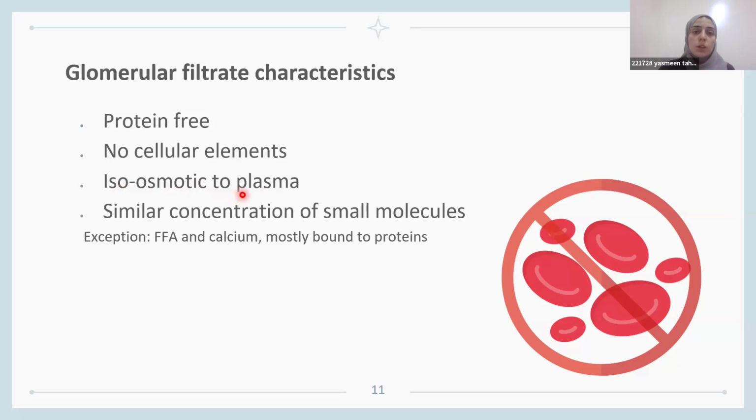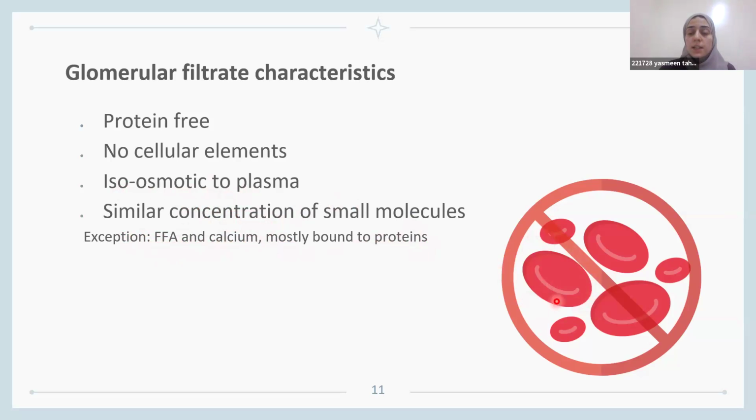And most of the small molecules have similar concentration. Some exceptions are free fatty acids and calcium. And this is because they are mostly bound to proteins. So we mentioned anything bound to proteins is not going to be filtered because proteins aren't filtered in the first place. So anything binding to them, like free fatty acids and calcium, isn't filtered.